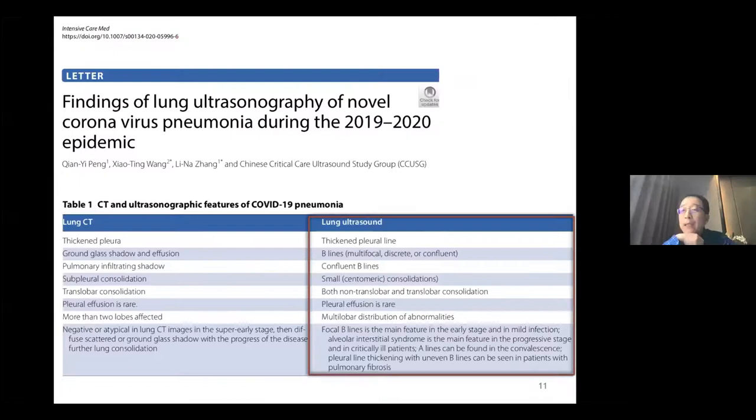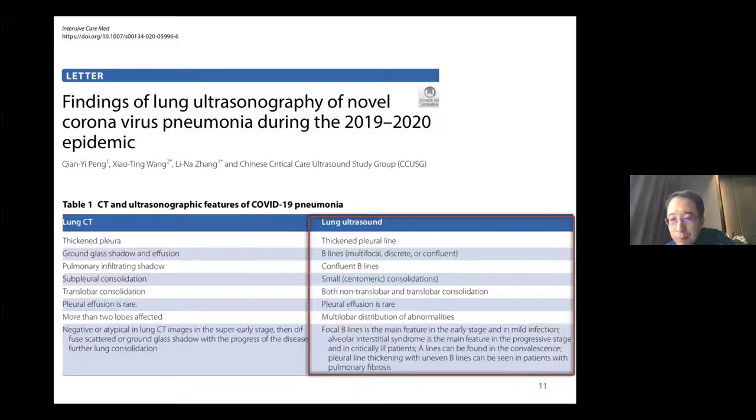We published a paper in ICM, findings of lung ultrasound of novel coronavirus pneumonia. And we can see lots of characteristics of lung ultrasound, like the second pleural line, B lines, confluent B lines, small consolidation, both non-translobar and translobar consolidation, and the pleural effusion is rare. And then you can see multiple lobular distribution of abnormalities.